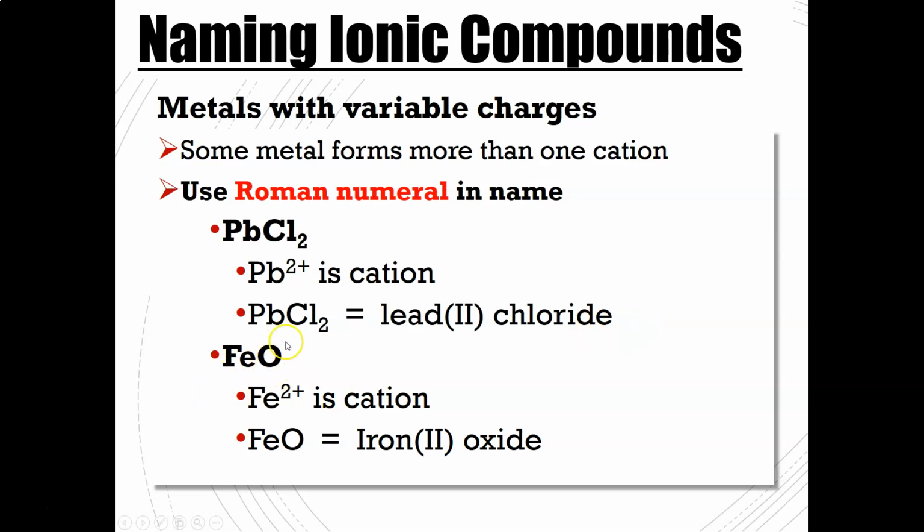Here we know that oxygen is a -2. So to balance that out, this has to be iron 2. So this is iron 2 oxide. It needs to be in parentheses, it needs to be Roman numerals, and it needs to be attached to the cation part. If you forget the Roman numerals, it's wrong. So be very careful. Okay.